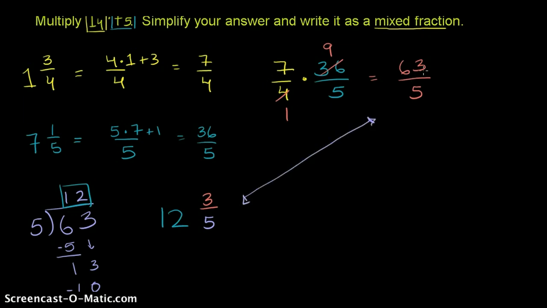This is as an improper fraction. This is as a mixed number, or a mixed fraction. But this is our answer right there, 12 3/5.